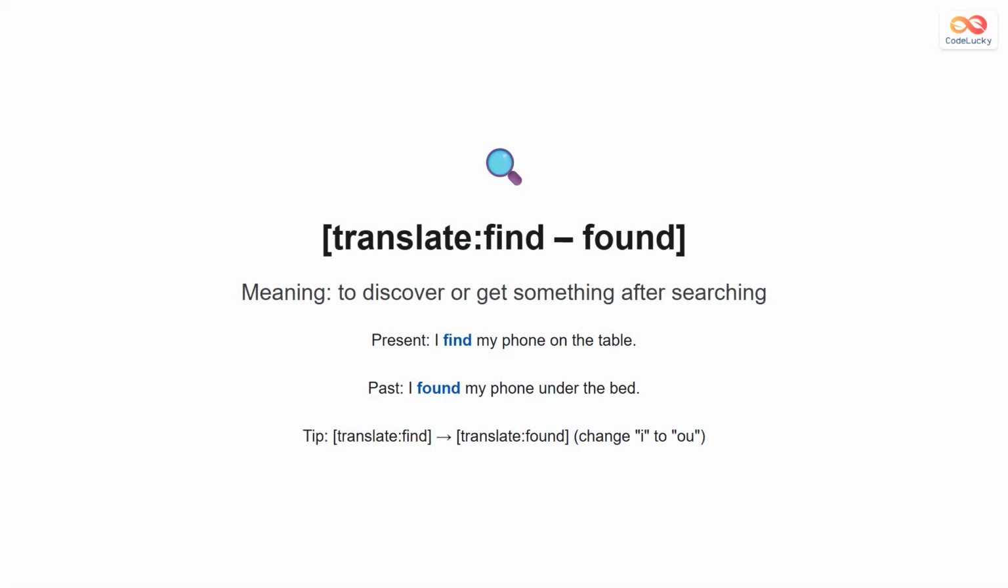The verb find means to discover or get something after looking for it. In the past tense, find becomes found. For example, in the present, we say, I find my phone on the table. In the past, it changes to, I found my phone under the bed. To remember, think of changing the letter I to OU. It is a simple sound shift. Find becomes found.